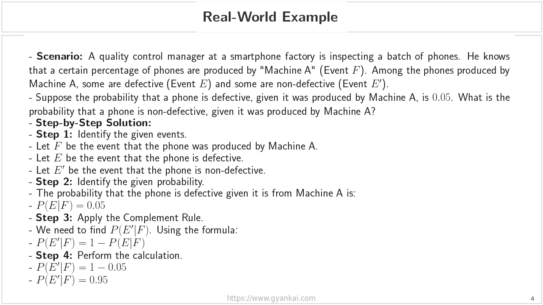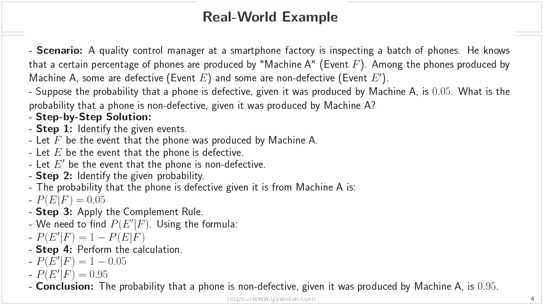Step 4, finally, we perform the calculation. We take 1 and subtract 0.05, which leaves us with 0.95. So to conclude, the probability that a phone is non-defective, given it was produced by machine A, is 0.95. As we move to our final slides, keep in mind how the condition F remained exactly the same on both sides of our equation. Key takeaways.